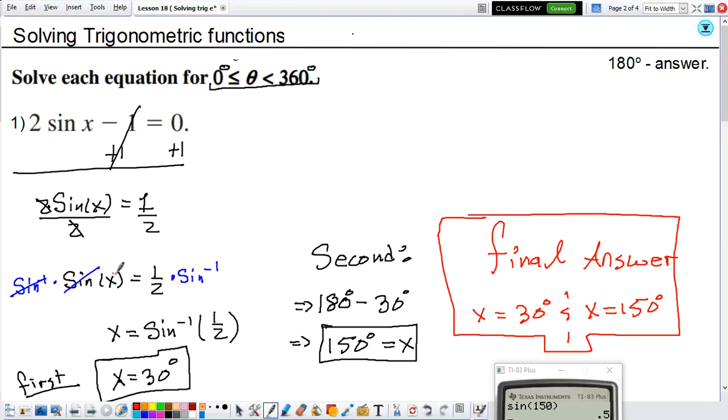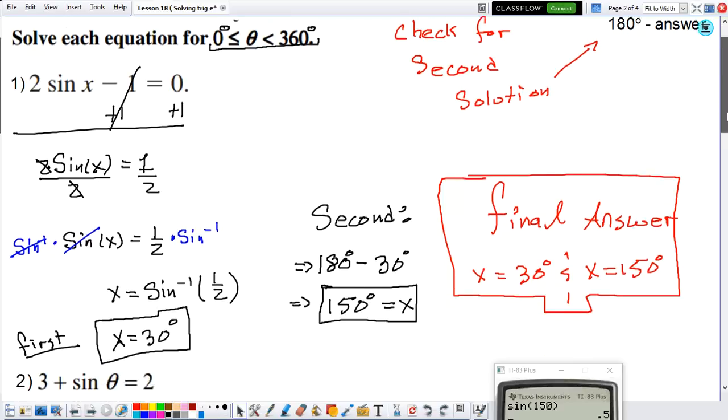Remember that when we take the inverse of sine, we need to check for a second solution. And how do we check for a second solution? It's by doing this. 180 minus the previous answer that you obtained here. So make sure you check for both solutions. This is only true if you multiply it by the inverse of sine. 180 minus the answer will give you a second guess to see if your second answer is correct. So now let's do another example here.